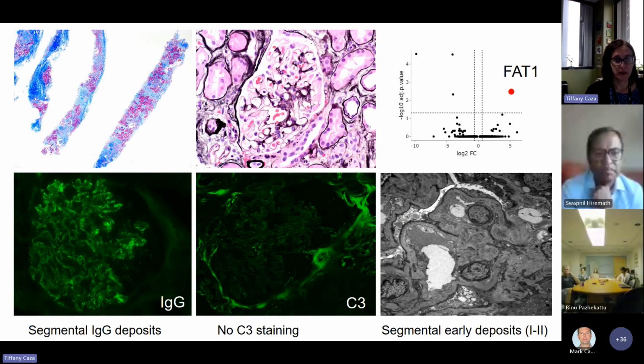Here's a case of FAT1 associated membranous. Typically, there is a worse prognosis and increased tubular interstitial scarring compared to other membranous cases, and that may be associated with active interstitial inflammation in chronic graft versus host disease, or you may have the sequelae thereof where you have leftover interstitial fibrosis and tubular atrophy.